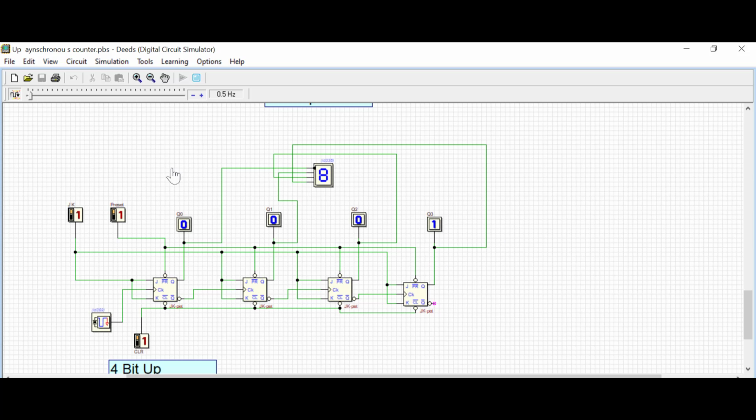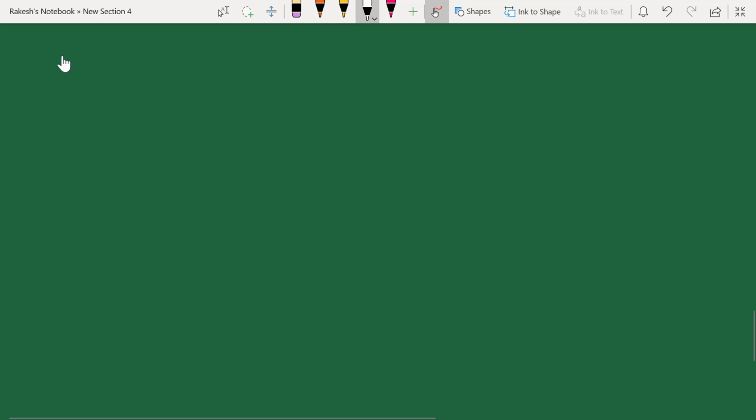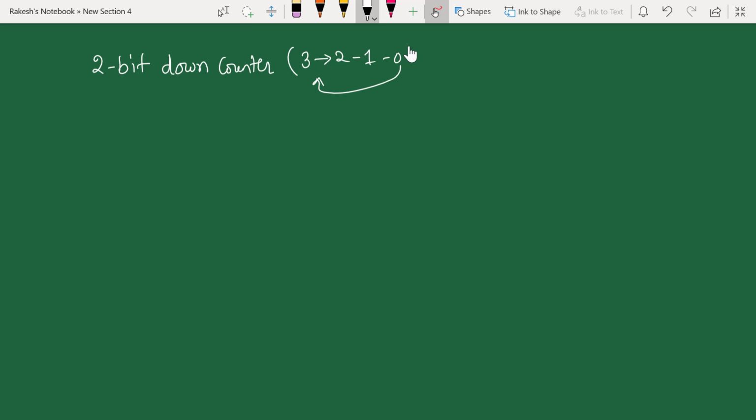This is all about up counting. Now we are going to see the down counting, how it does the action. Now let us design the 2-bit down counter. A down counter means it's going to count in descending order. That means the count starts from 3, then goes to 2, then 1, then 0, then again back to 3. So you're going to count in a descending fashion.